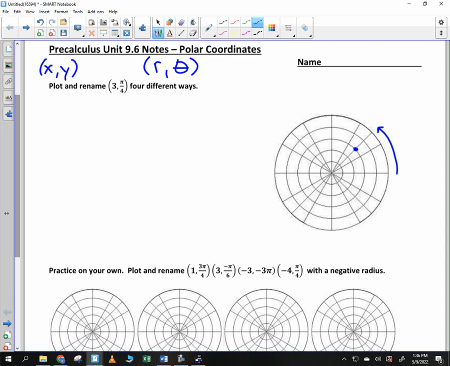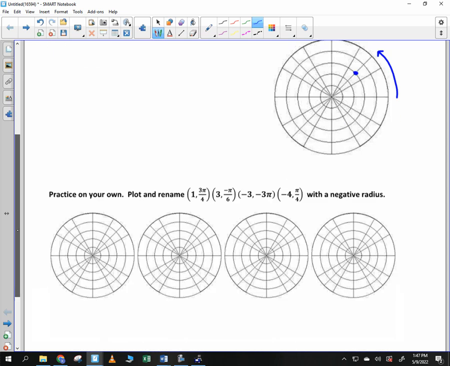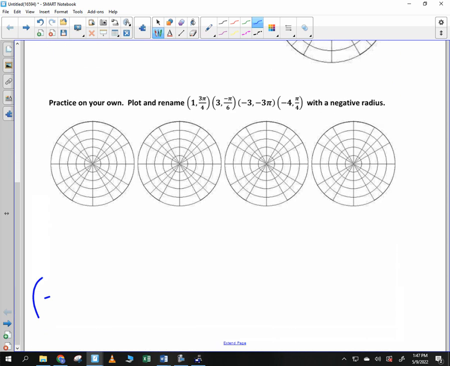Is everybody okay with that plot? I turn pi over 4, and in the direction of pi over 4, I go 3 units. Simple enough? Let's try another one. It says plot the coordinates 1, 3 pi over 4; 3, negative pi over 6; negative 3, negative 3 pi; and negative 4, pi over 4. So we're going to do those 4 right now.